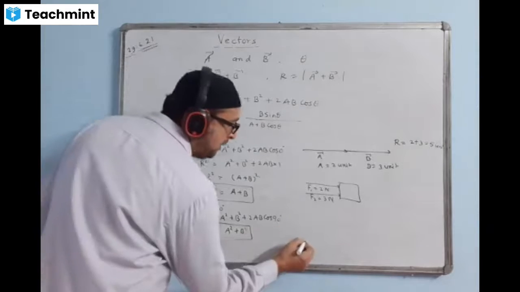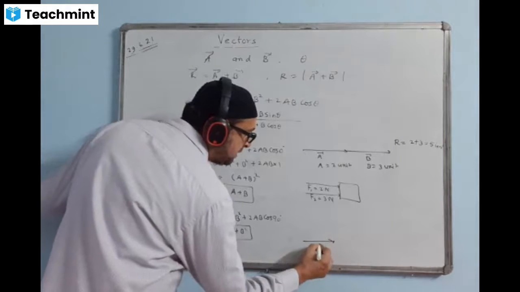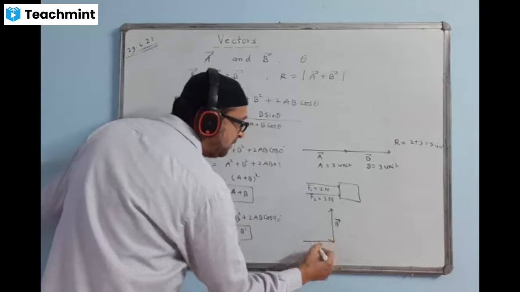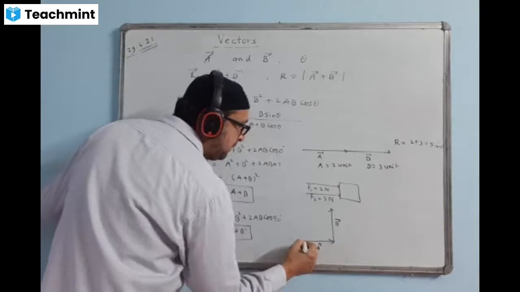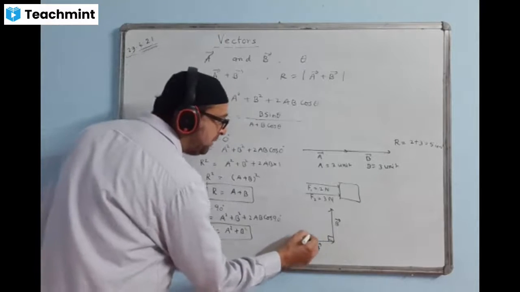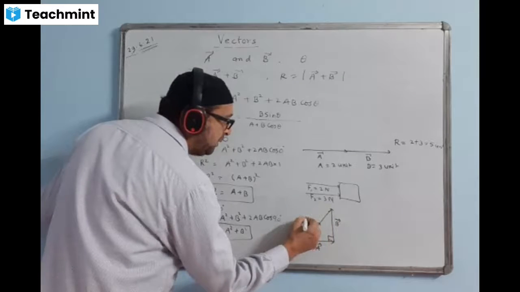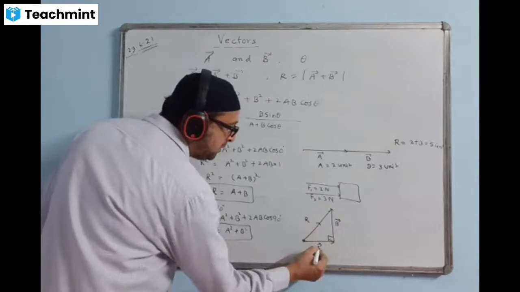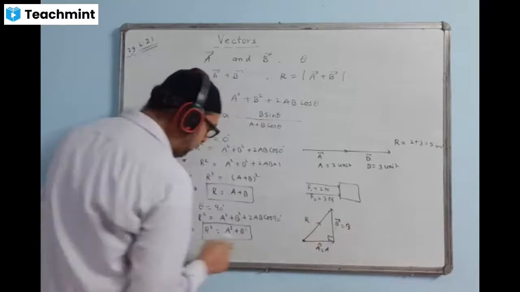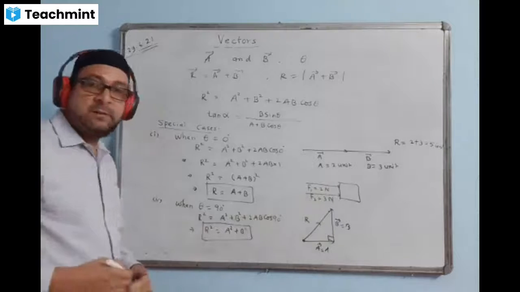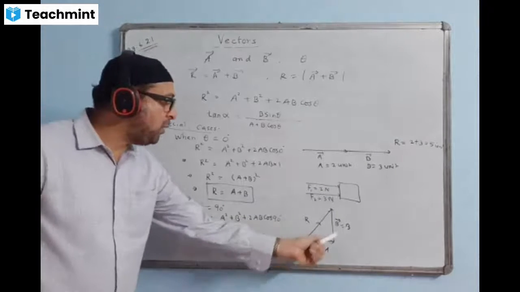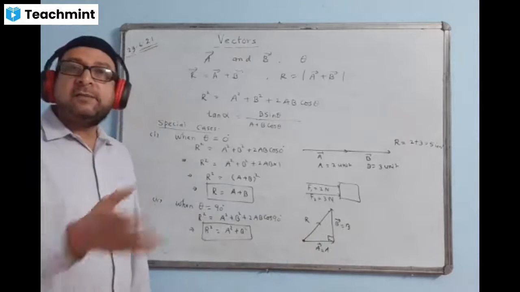What I mean to say is, suppose one vector is like this, and another vector is like this. The angle between the two vectors is 90 degrees. Then what is the resultant? The resultant will come like this. This is the resultant R. And what is the magnitude of R? The magnitude of vector a is a, and the magnitude of vector b is b. The R value is simply by the Pythagoras theorem: R square is equal to a square plus b square. I think we have done this situation also.